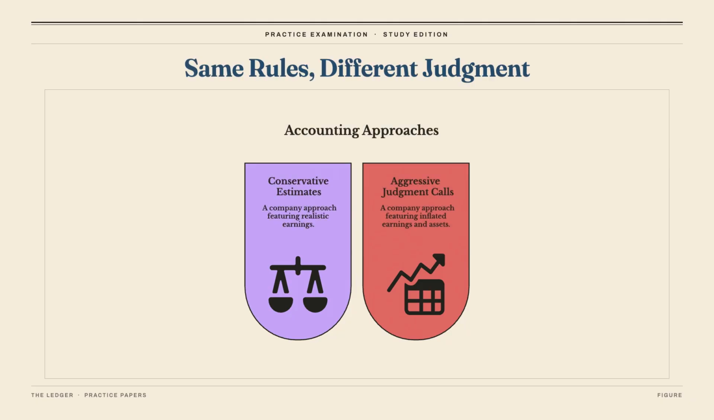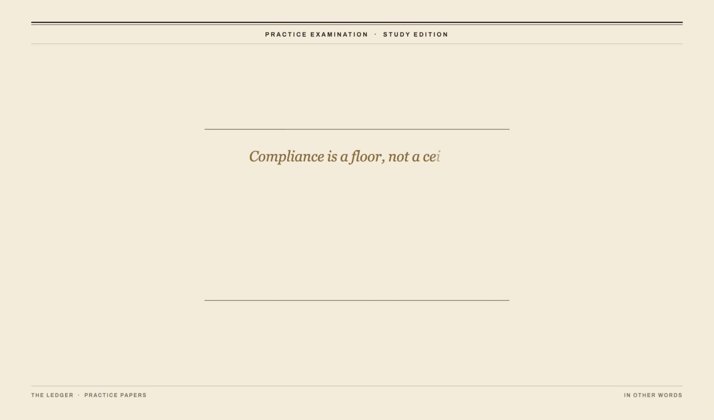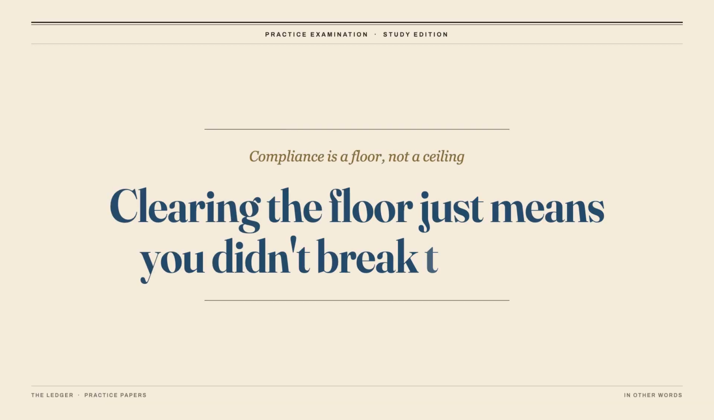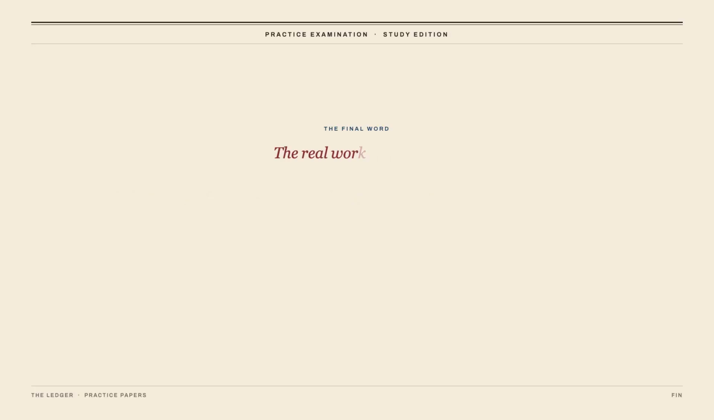Picture two firms in the same industry, both fully compliant. One makes conservative, realistic estimates, the other pushes every judgment call to the edge of what's legal. On paper, both look clean, but in substance, one firm's earnings are inflated by choices that are aggressive yet still perfectly legal. Compliance is a floor, not a ceiling. Clearing it only proves the statements don't break the rules. It says nothing about whether the judgment behind them was sound.